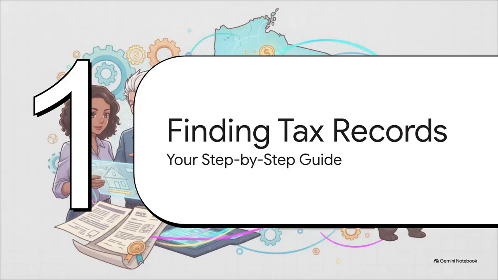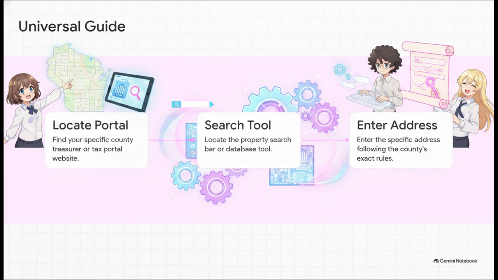Moving right along to Section 2, Finding Tax Records Online, your step-by-step universal guide. Which brings us perfectly to actually tracking down those digital records. Now, while every county has its own quirky system, the core methodology for finding your tax bill is pretty much exactly the same across the board. Think of these 3 steps as your universal key.